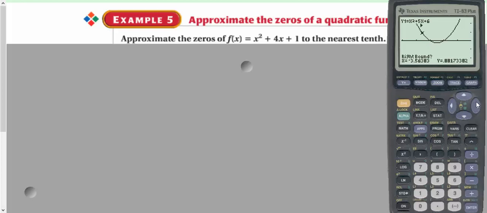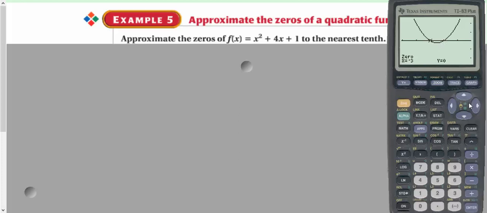And then it's going to say right bound. So then we want to go over to the right. We want to be somewhere right below this value. You're going to cross over the x-axis, select a point, and then it's going to say guess. Just press enter one more time, and it gives you the 0 of -3.